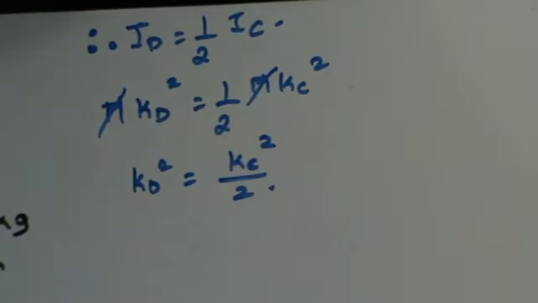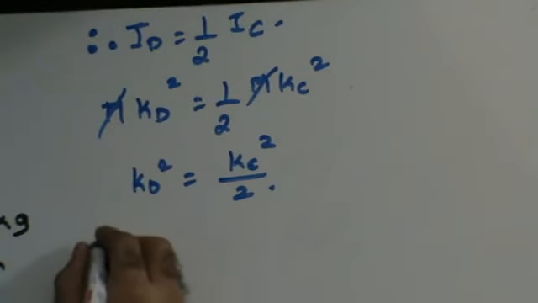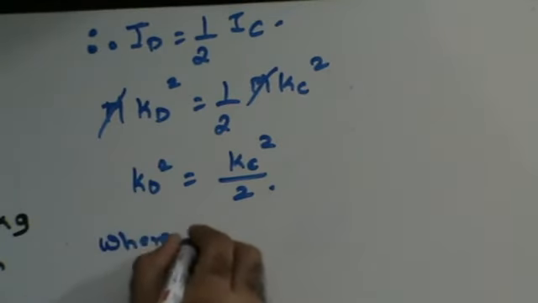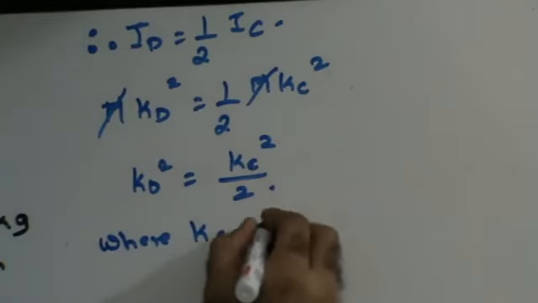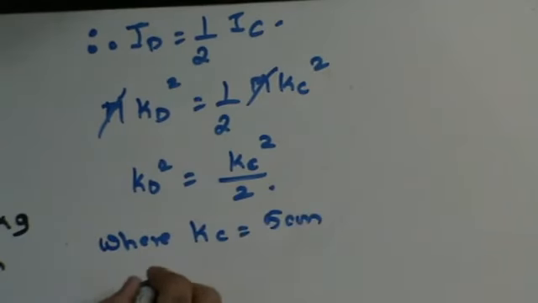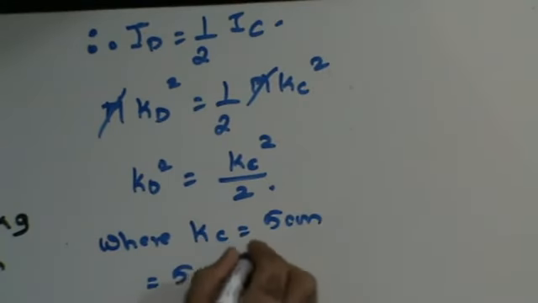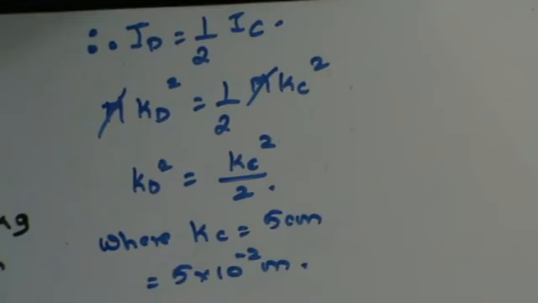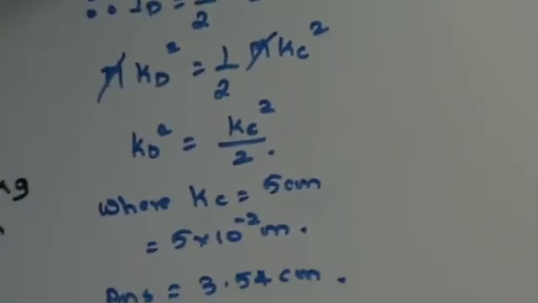Kc, I presume they've given you, the radius of gyration about the center is given to you as 5 centimeters, right? They've given you that Kc is 5 centimeters, which is nothing but 5 into 10 raised to minus 2 meters. So you should be able to get the value of Kd. The answer for this should be 3.54 centimeters, right?